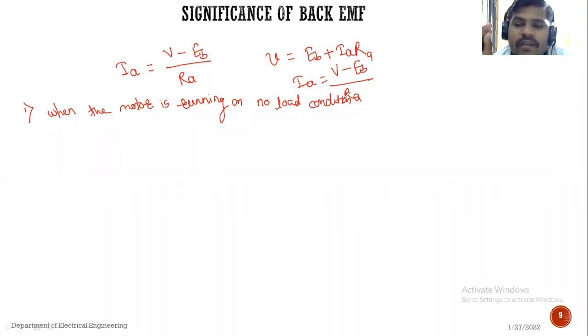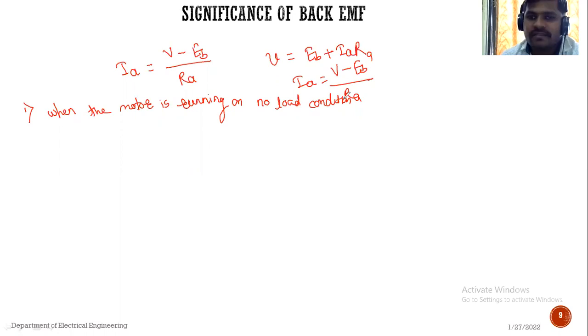Okay, see, when the motor will be running on no load condition, at that situation the torque requirement for the motor is minimum, only to overcome the no load losses. No load losses जेवढे आहेत तेवढेच ओव्हरकम करण्यासाठी टॉर्क लागेल. जर टॉर्क कमी लागत असेल तर current taken from the supply is also small. So current taken from the supply is small. At that situation the back EMF of the machine is nearly equal to supply voltage.